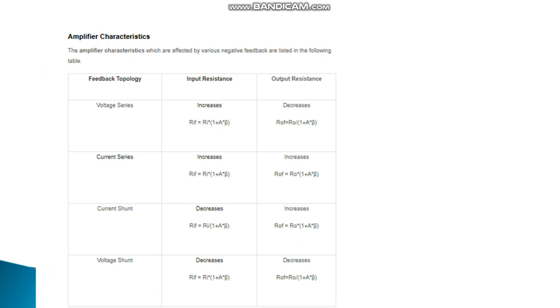Next one, the third one is the current shunt. Here the input resistance decreases by the factor 1 plus A beta, but the output resistance increases by the factor 1 plus A beta. And finally, the voltage shunt, the input resistance decreases by the factor 1 plus A beta, and also the output resistance decreases by the factor 1 plus A beta.